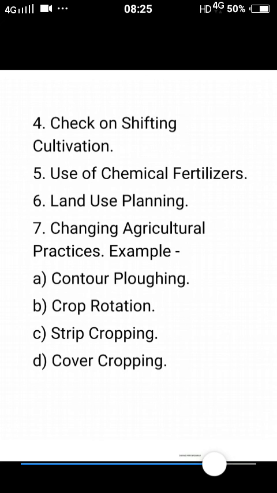Cover cropping. In plantations, the gestation period of tree crops is long, and cover crops may be grown between the young trees to protect the soil. The farmers can grow vegetables, which can provide extra income alongside the tall trees.